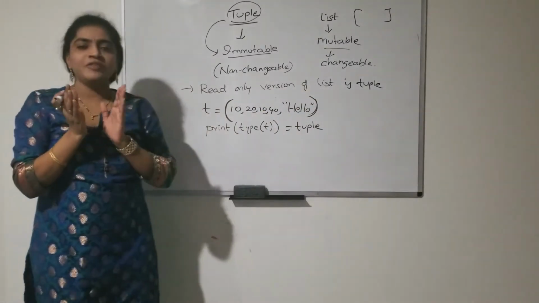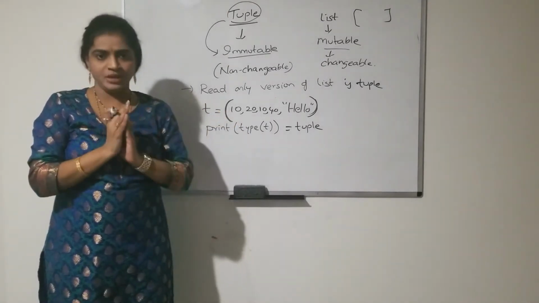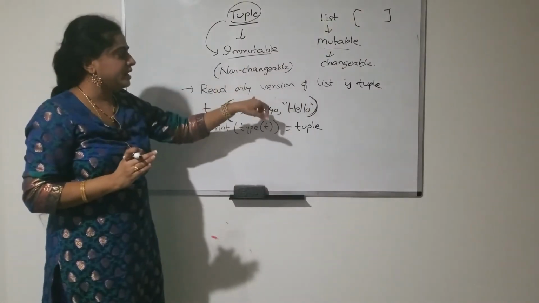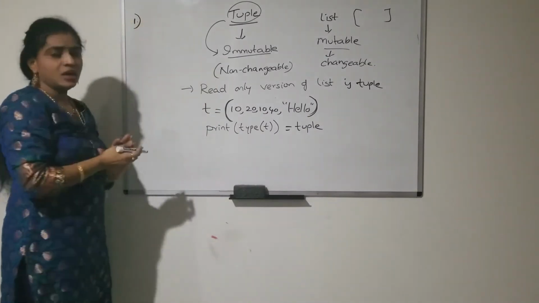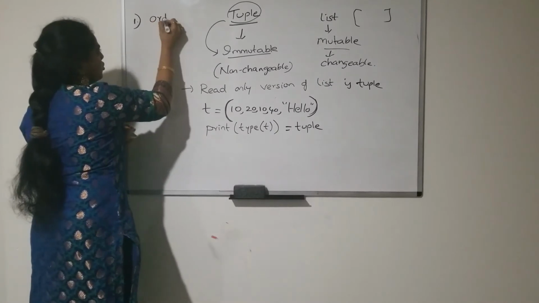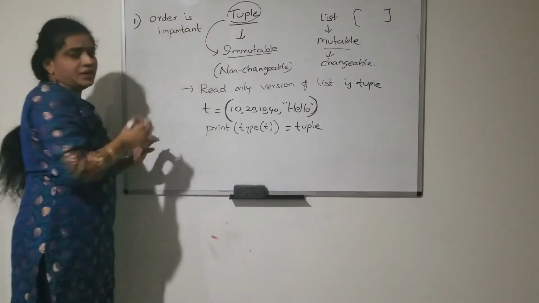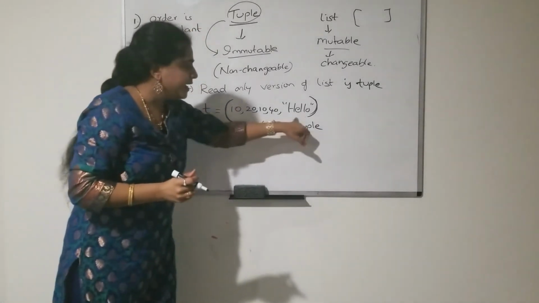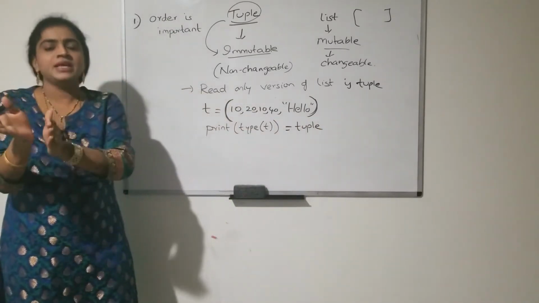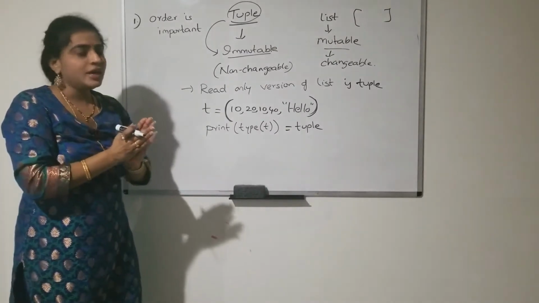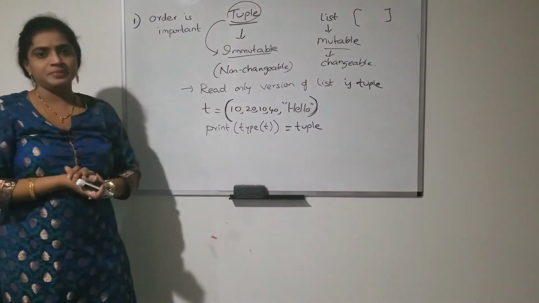Read-only version of list means, is it changeable or non-changeable? It is non-changeable. So, same as list. What are the properties of list? We have already seen. The first one is order is important in list. So, in tuple also order is important. What does that mean? Order is important means in which order you are taking the elements of the tuple, in the same order the elements will be stored in memory, and in the same order the output will be displayed. That means insertion order is preserved, that is the meaning of order is important.